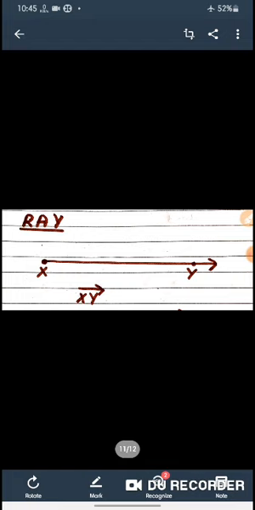Next is ray. A ray contains an infinite number of points. A ray has one end point. The other end of the ray is extended infinitely. XY is a ray. It can be read as ray XY. As we always start with the end point, do not read it as YX. This can't be read as YX. We always start with the end point, from X to Y. We can name this ray as ray AB or AC, with the starting point only, not from the middle anywhere.